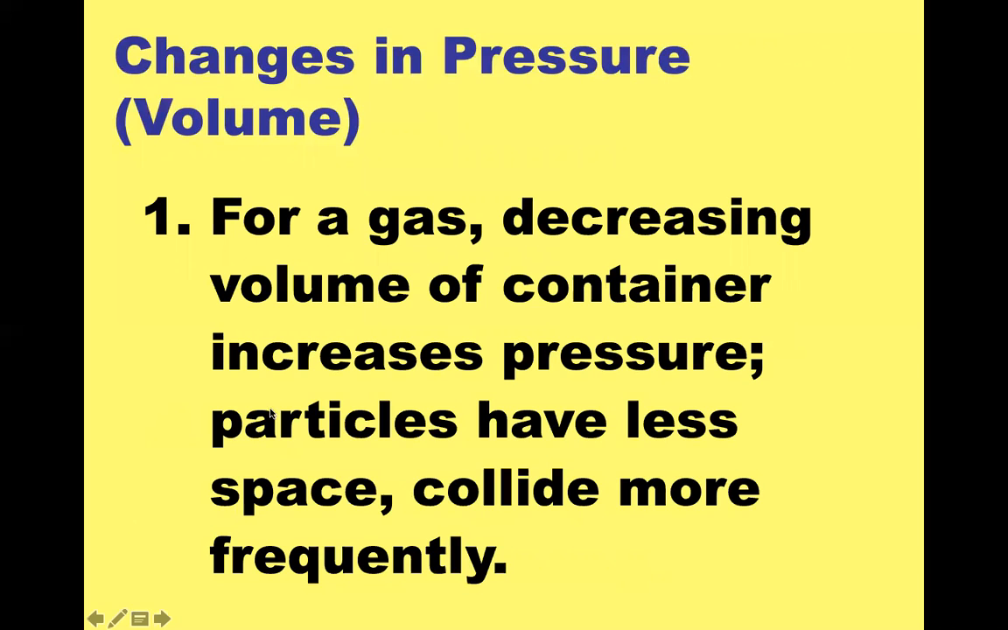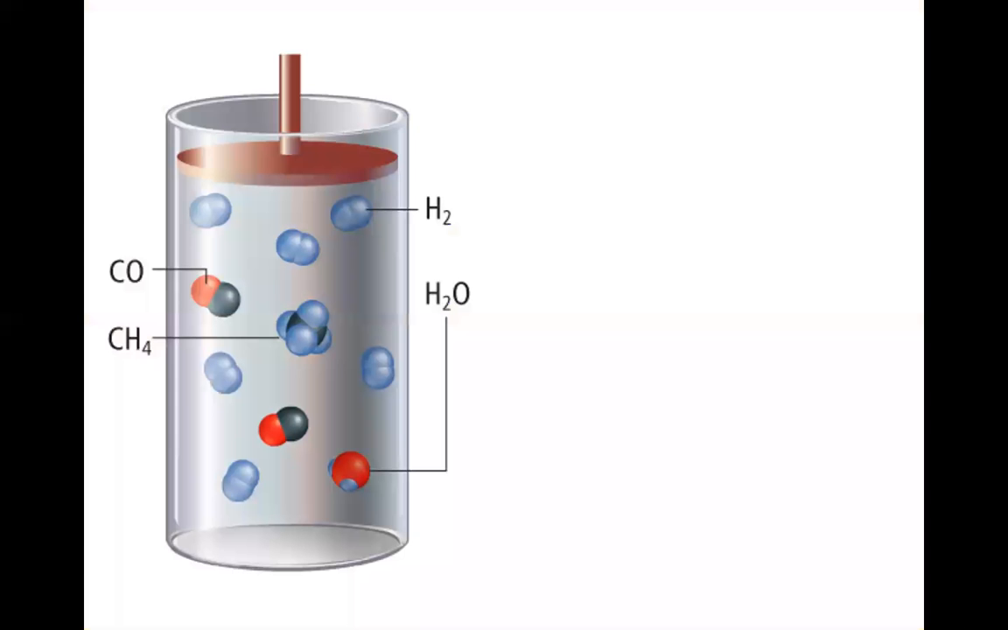For a gas, if we decrease the volume, this is Boyle's law. If the volume goes down, pressure will go up. Volume and pressure are inversely proportional to each other. So what's happening is you're placing pressure on the system. That system is going to respond to alleviate that pressure. It wants to get rid of the pressure, so it wants to have particles collide less frequently. It wants to create some space.